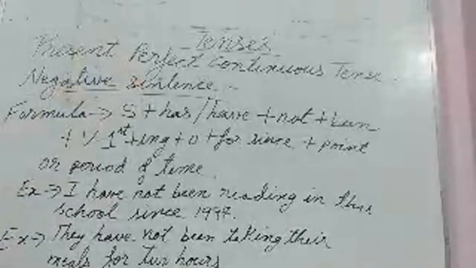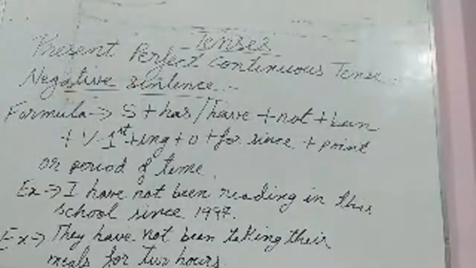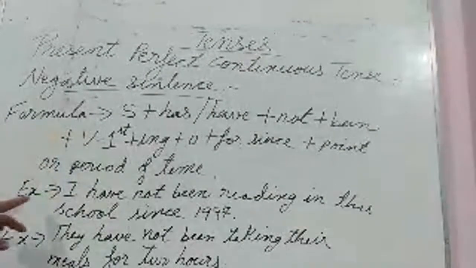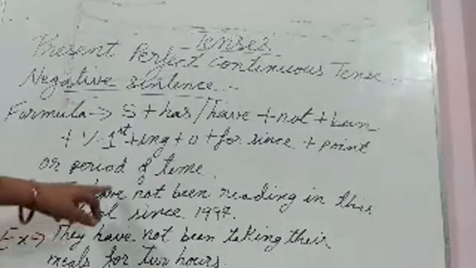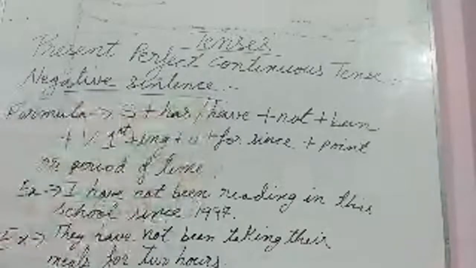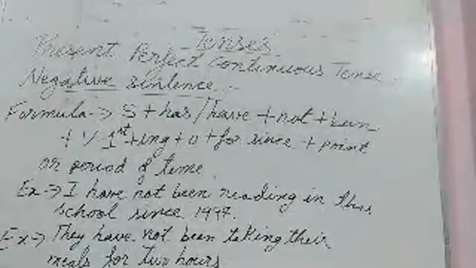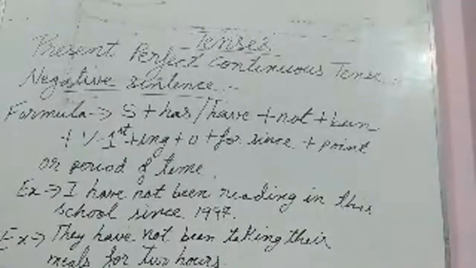That is how you will make a negative sentence in present perfect continuous tense. So the formula is given and examples are also given. I am repeating again: I have not been reading in this school since 1997. They have not been taking their meals for 2 hours. I hope you all are getting it.